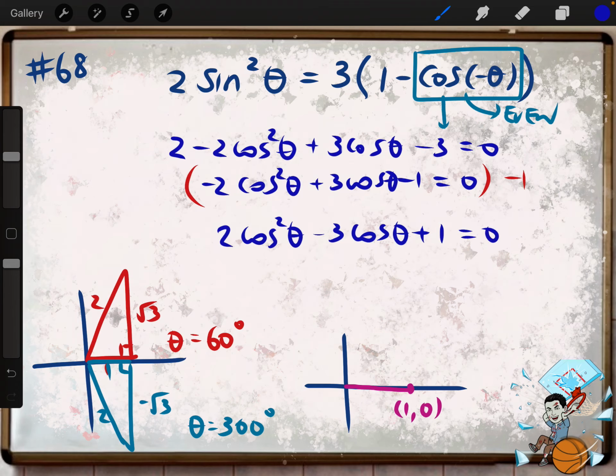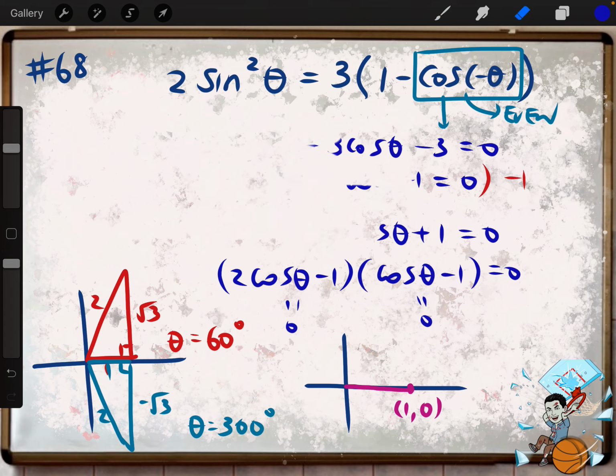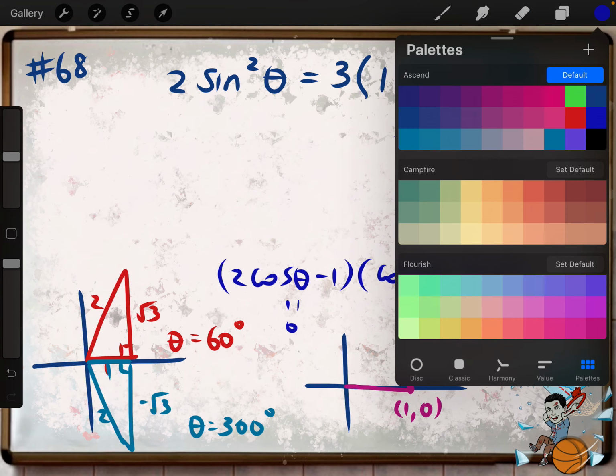Go ahead and understand that this is another quadratic in form. This time I'm not going to use substitution. I'm just going to go ahead and factor it. So it's going to be 2 cosine theta minus 1 times cosine theta minus 1, which equals 0. So I'm going to set this equal to 0, set that equal to 0. Now let me erase the top part. I'm going a little fast, so feel free to pause.